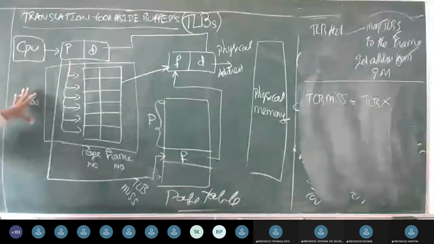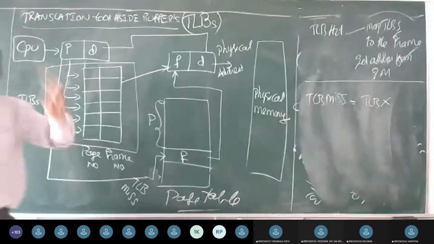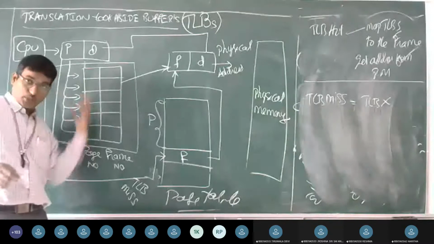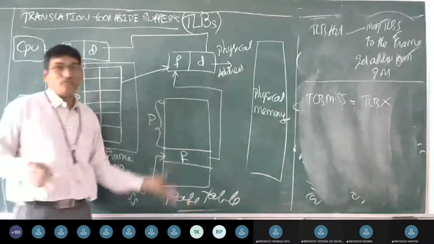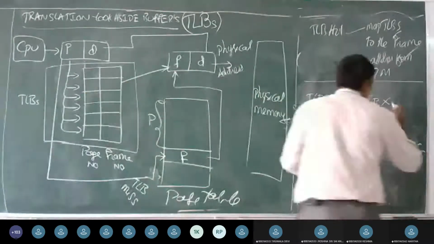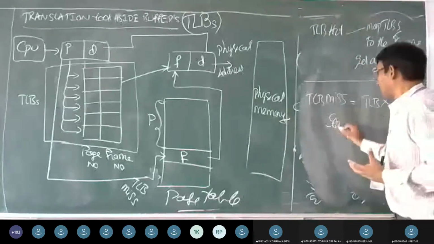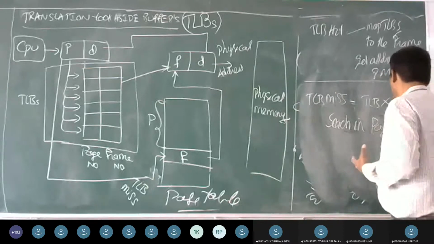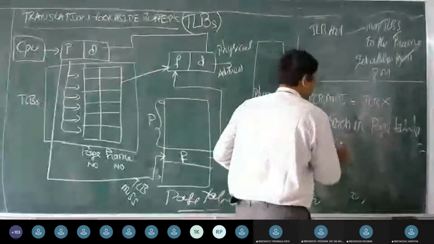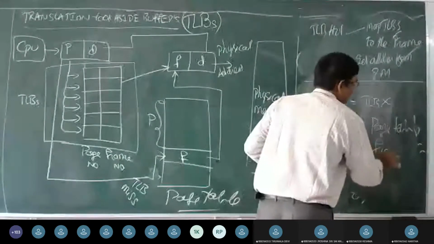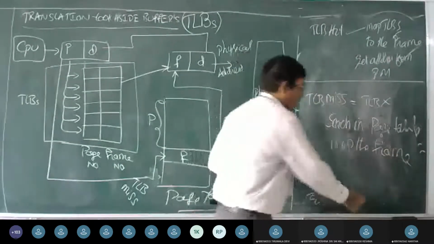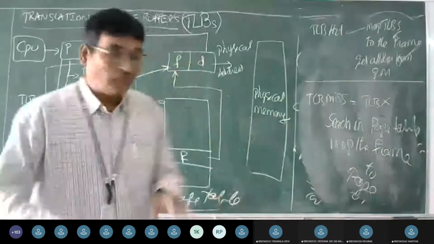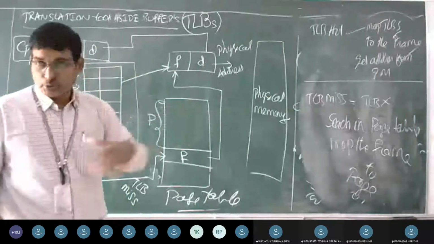I'm searching for an item in the TLB. I found it. I get the data. Now, second scenario: the item was not found. What should I do? Don't search in this associative memory. You go to the page table and you will find the data. So if a TLB miss is going to happen, then search the page table and then map the frame to the page. So this was the solution when a TLB miss happens.